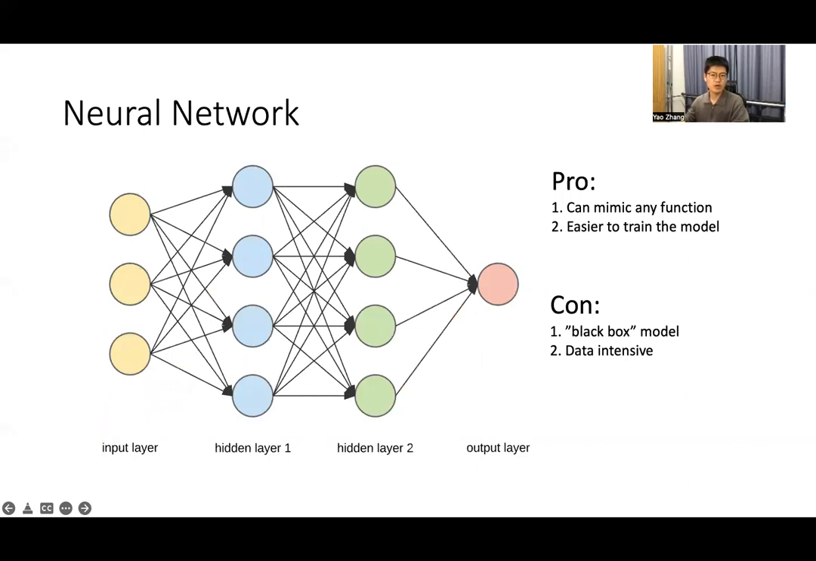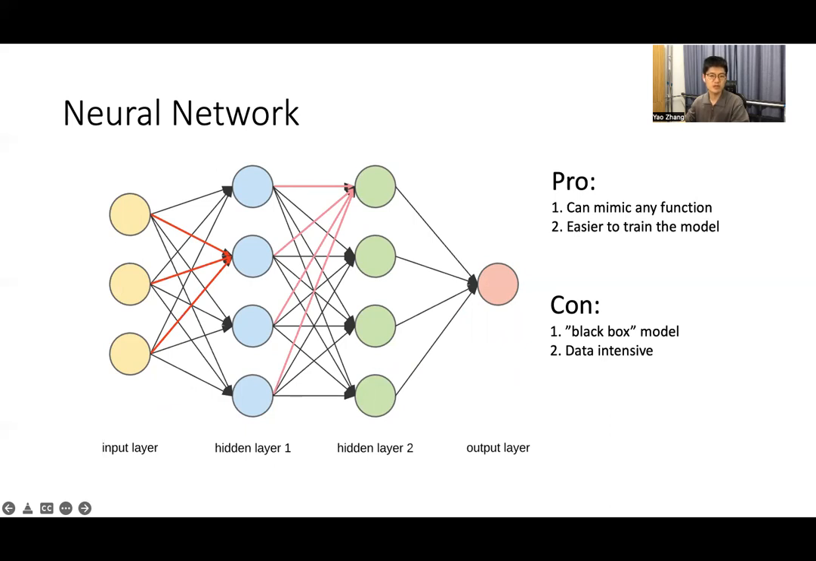For example, here is one perceptron with 3 inputs. And here is another one with 4 inputs. One important feature of neural networks is that if you have enough neurons and enough layers, here we have 2 hidden layers, it can mimic any function. This has been proved mathematically. And this type of machine learning model is relatively easy to train.